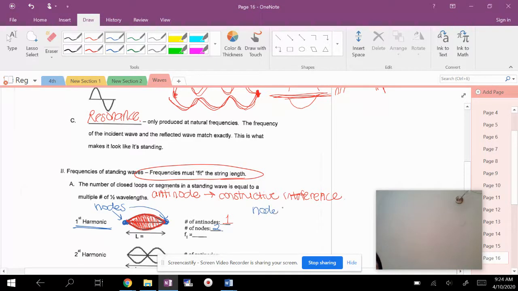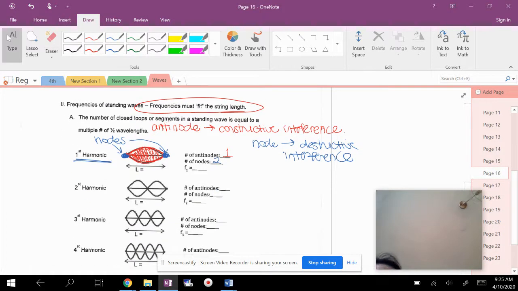And a node is basically when you have destructive interference. I can't spell interference. Okay, so that's when the waves cancel each other out, and that's when you have basically nothing there. Again, this is the first harmonic, so we're going to leave it at that.